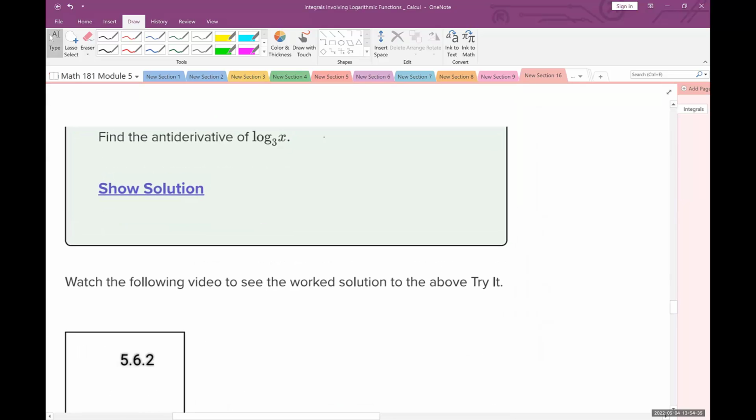Okay, so here we're doing the integral of log base 3 of x dx. What would that be? That's it. Yeah.